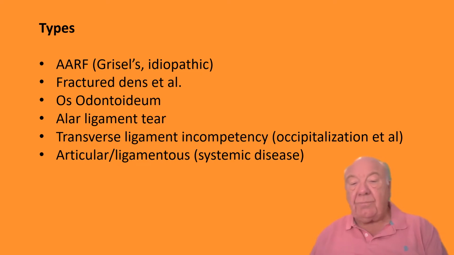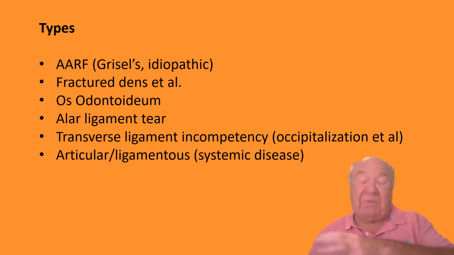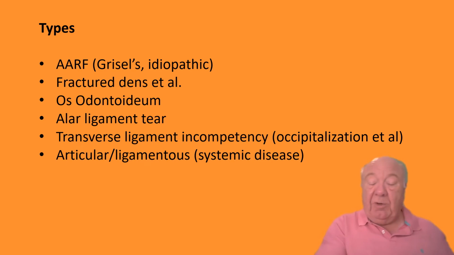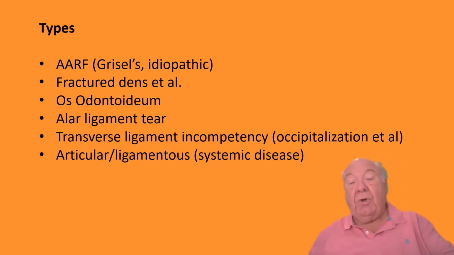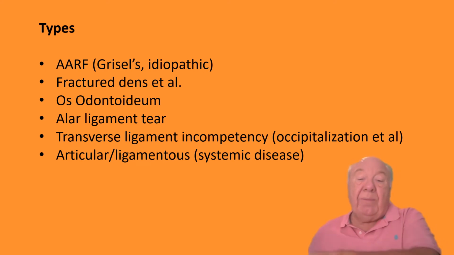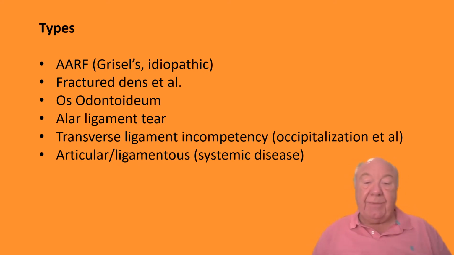Os odontoideum is certainly a type, and we've got some pictures of that, and it's difficult to know how you're going to find it, or suspect they've got one, unless they've got something like Down syndrome or Hutchinson syndrome, or a history of trauma with ongoing pain afterwards, and that may explain it.